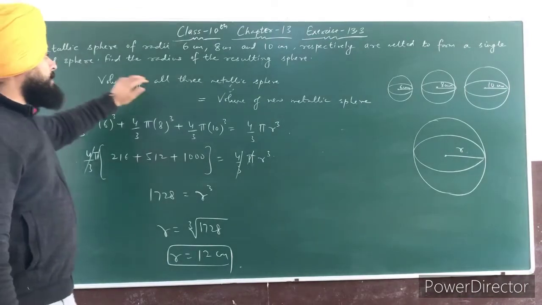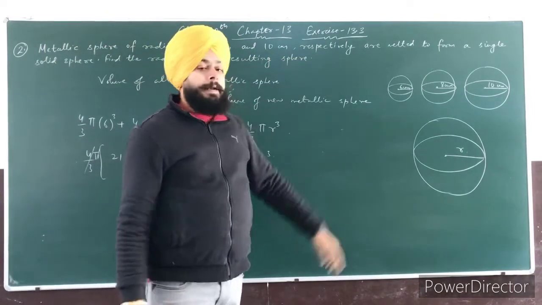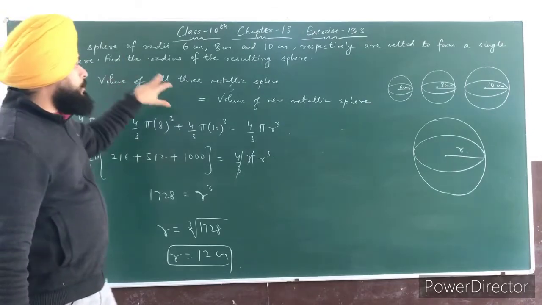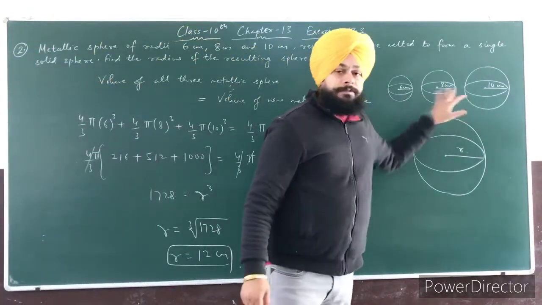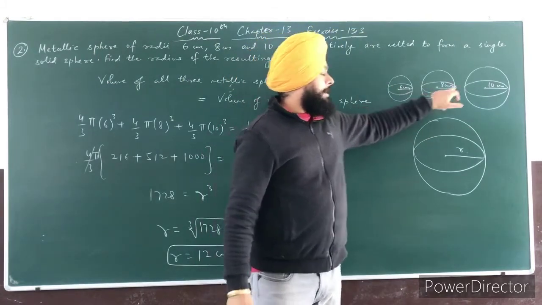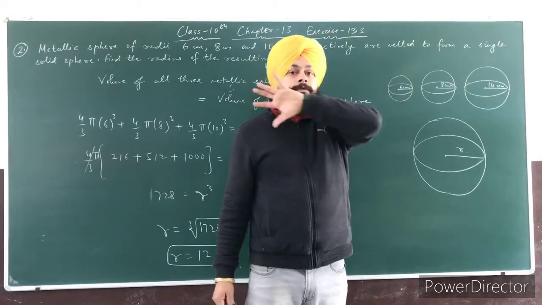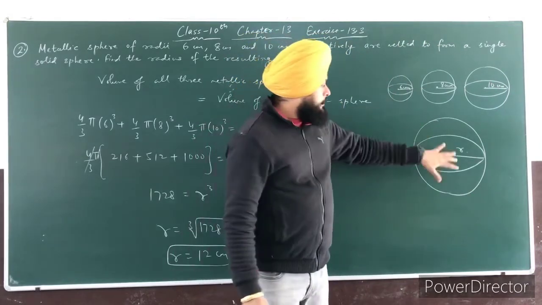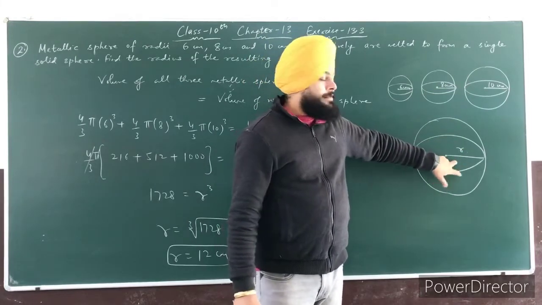Metallic spheres of radii 6 cm, 8 cm and 10 cm respectively are melted to form a single solid sphere. So find the radius of this resulting new sphere. So there are 3 spheres, metallic spheres having radii 6, 8 and 10. All these 3 spheres are melted and recast into a new solid shape, which is again in the form of a sphere. So we have to find the resulting radius of this new sphere.